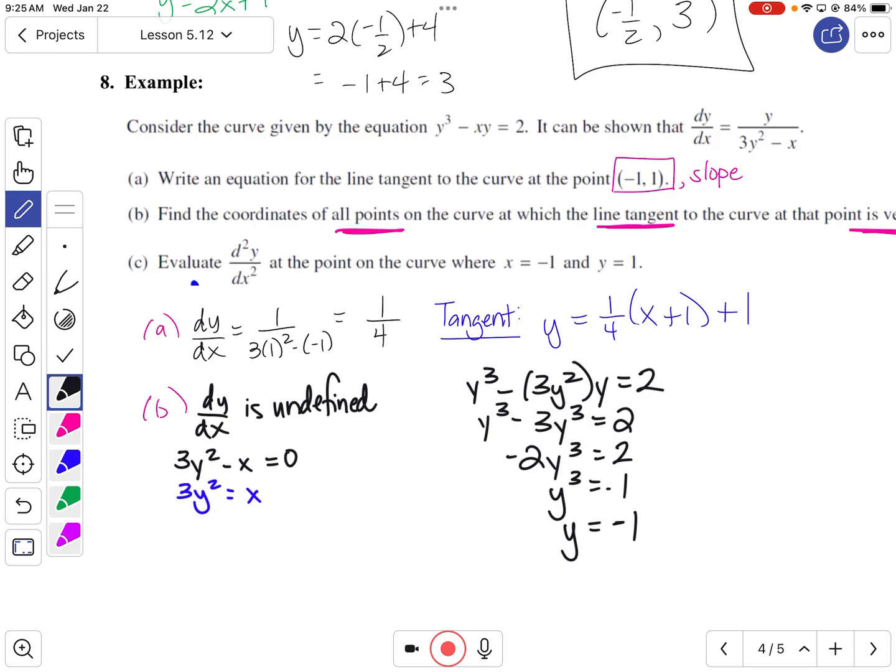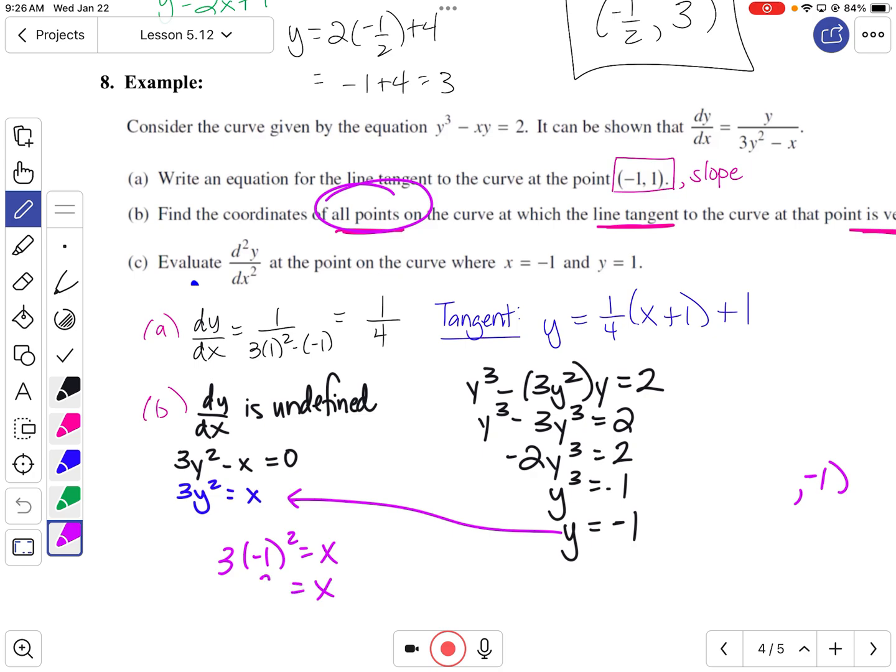Okay, so typically it's not difficult once you get in there to solve. Okay, now we want to be sure we give the answer that they're looking for. Okay, they want points on the curve. All right, well, I know the y value is negative 1. Where do we go to get that x value that I need? 3y squared equals x. So 3 times negative 1 squared. So what would x equal? 3. And that's my point.